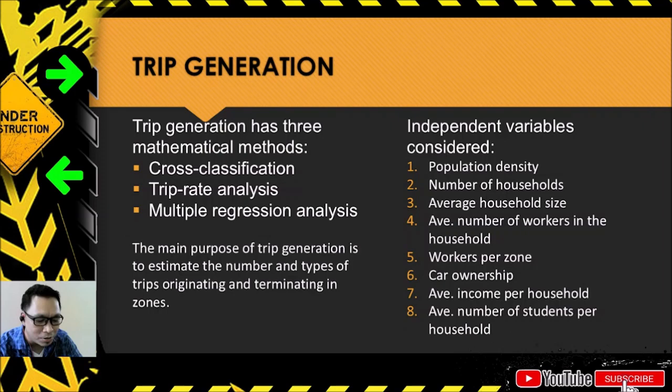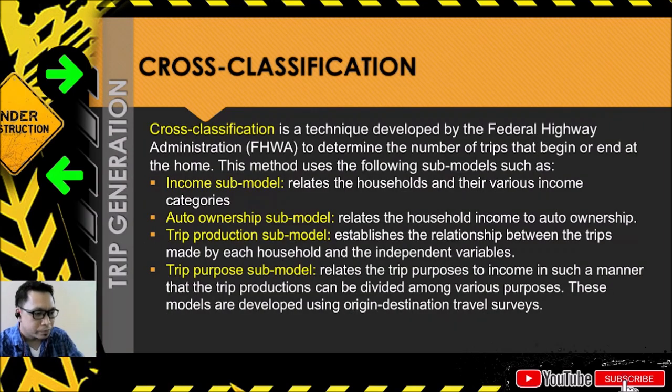Okay, then we have car ownership. Why do we need to consider car ownership? Of course, if you have a vehicle, you are attracted to many types of land use. If you have a car, it is a privilege, a capability to travel and produce trips. Then we have the average income per household and the average number of students per household, if you are considering the trips of the students.